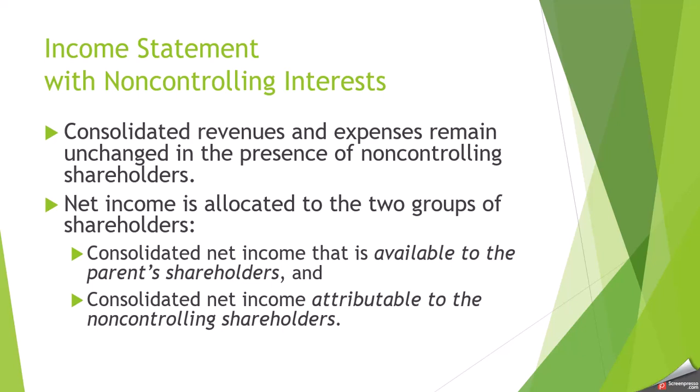And the same thing with the revenues and expenses. They're going to still go in at 100%. But when we get down to the very bottom, we're going to split it and say, okay, this is the share that goes to the NCI, and this is the share that goes to the parent. So that's all we do.